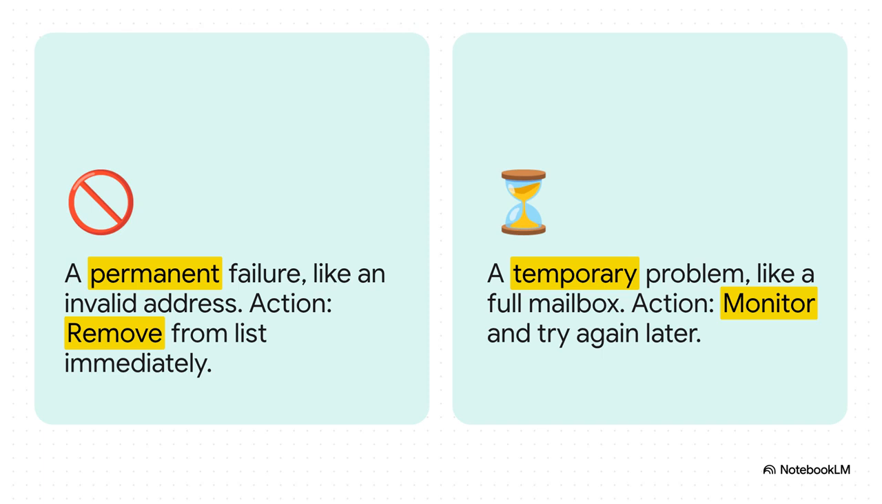A hard bounce is a permanent failure. Think of it as a brick wall, a dead end. A soft bounce, on the other hand, is a temporary problem. It's more like a traffic jam. The road is still there, it's just blocked for now. This distinction is absolutely crucial because your action is totally different. For hard bounces, you have to remove the address. For soft bounces, you can wait and try again.